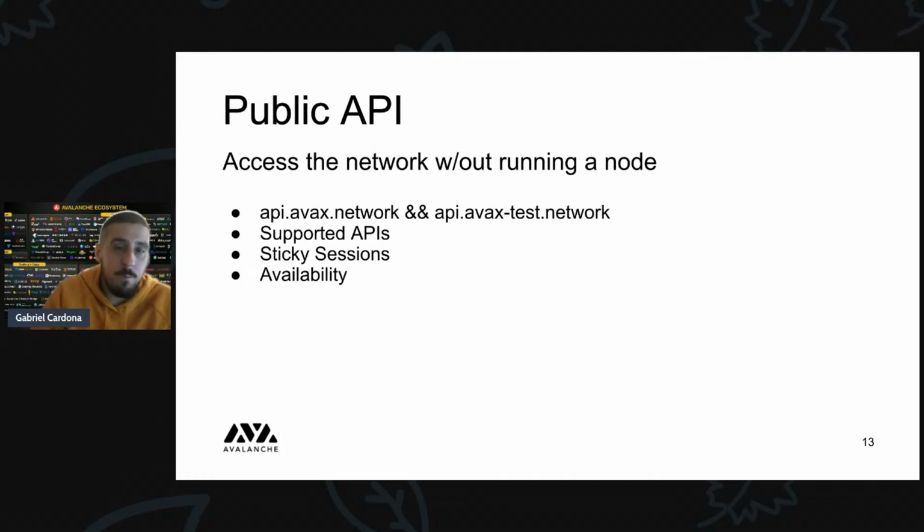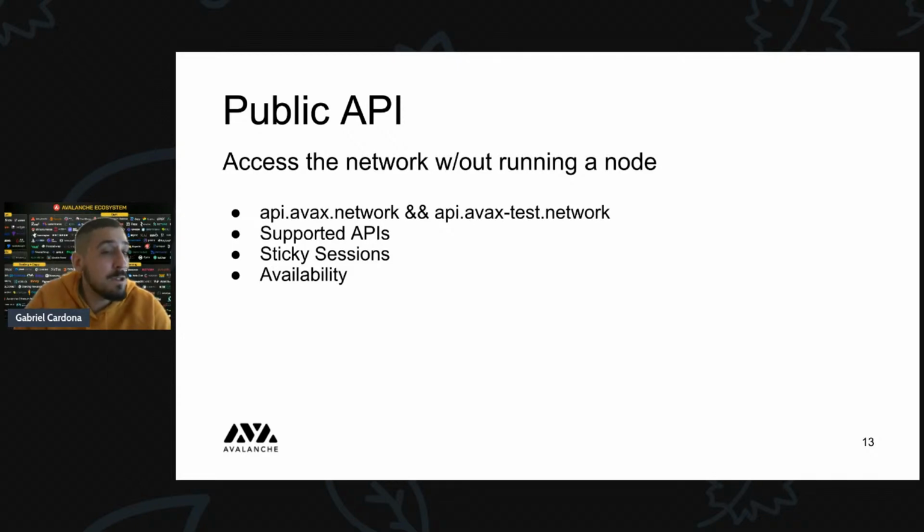The public API server is at https://api.avax.network for mainnet, and https://api.avax-test.network for testnet. To access a particular API, just pin the relevant API endpoint. For example, to send to the X chain, you just do api.avax.network/ext/bc/x. And you can do that for all of the different API endpoints.